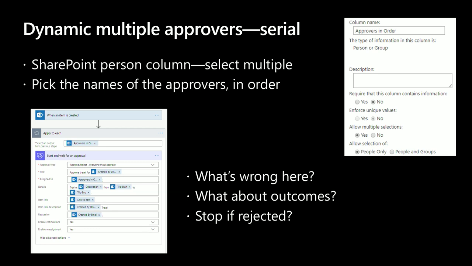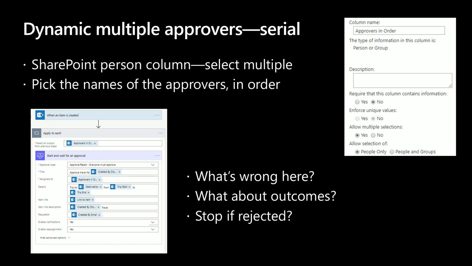So, dynamic multiple approvers, serial. This is a SharePoint person column, and when a SharePoint person comes, pay attention to this setting. I'm a SharePoint person. That is my home product, and I use Flow on SharePoint. In case that's not clear, I use SharePoint a lot. So in SharePoint, pay attention to this setting.